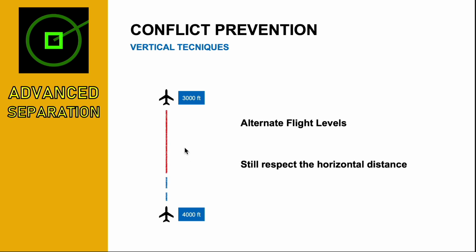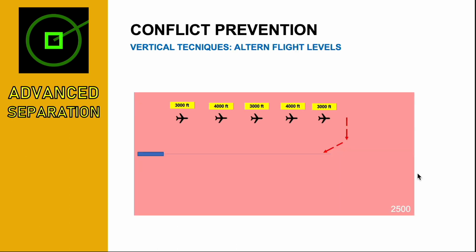But also, still respect the horizontal distance, because you know what needs to happen. Maybe for some reason you will need to descend this one, or you will need to descend this one, then they're going to be at the same altitude. And in that case, you will need to rely on the horizontal distance. So even if you have alternate flight levels, still respect the horizontal distance. You're going to see the example here. For example, you have a sequence here of traffics, and you only have one side of the leg. So in this case, you have this one at 3000, 4000, 3000, 4000, 3000.